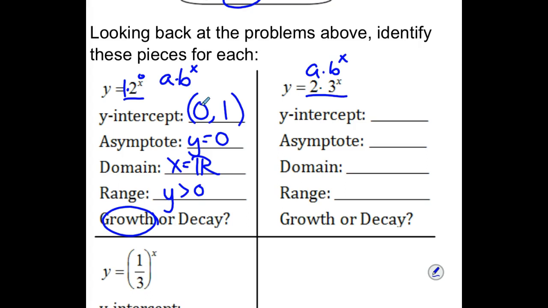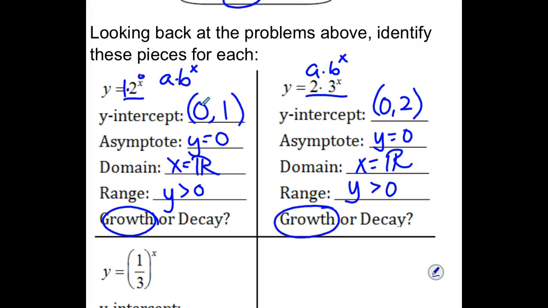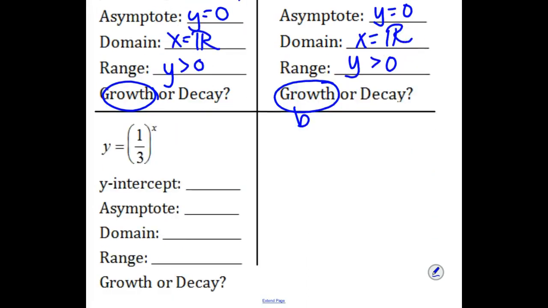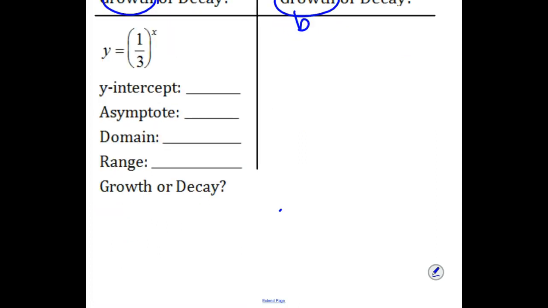Y-intercept on this next one. 0, 2, asymptote. Y equals 0. Domain. All reals, range. We're above 0. Growth or decay? Growth. What are we looking at in the equation to tell us if it's growth? Yeah. We need our b term, right? If b is bigger than 1, it grows. If it's between 0 and 1, it decays. So our next one is what kind? This one would be a decay.